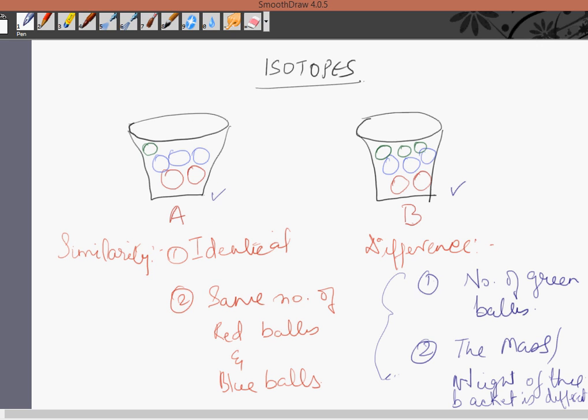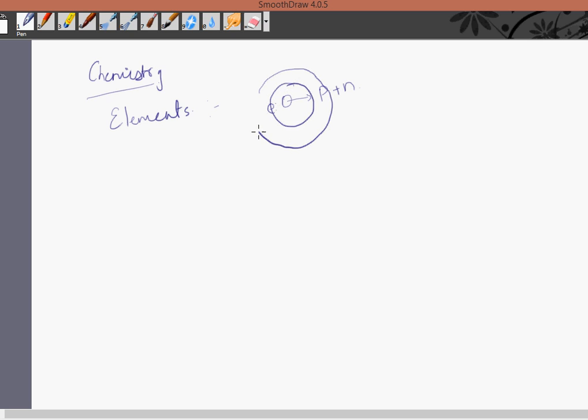So similarly, if I talk in terms of chemistry, we have elements. When we talk about chemistry, we talk about elements. Every element is made up of atoms. We know that there is a center of the atom called the nucleus with protons and neutrons. Then there is an orbit where the electron revolves around a fixed path. So this is the structure of an atom of an element.